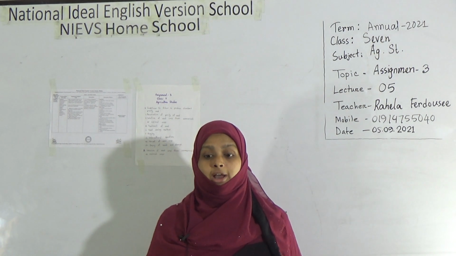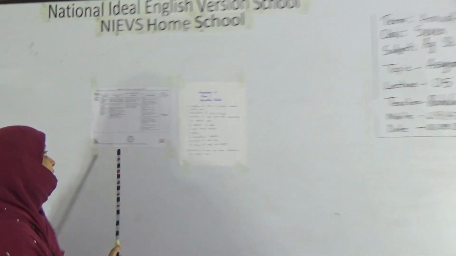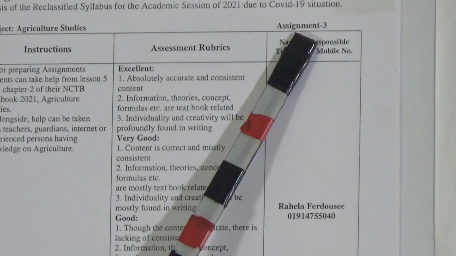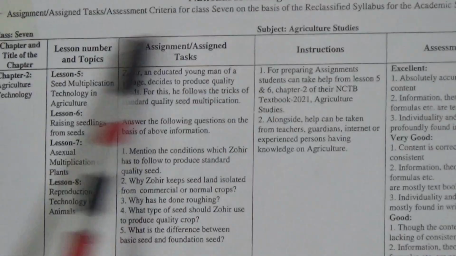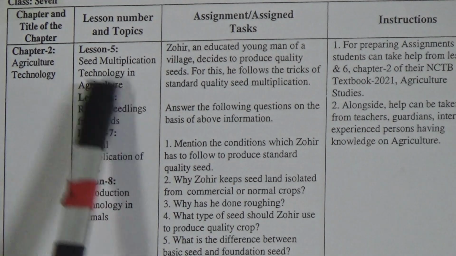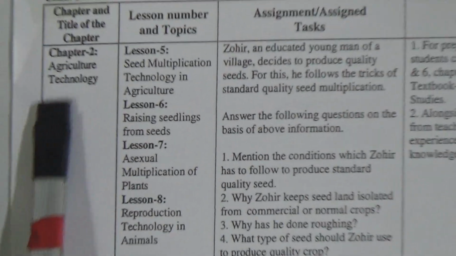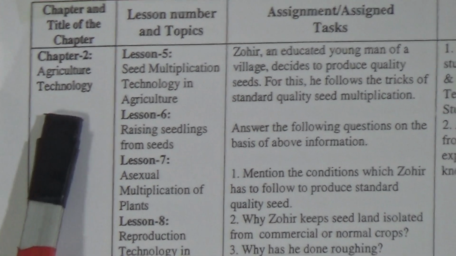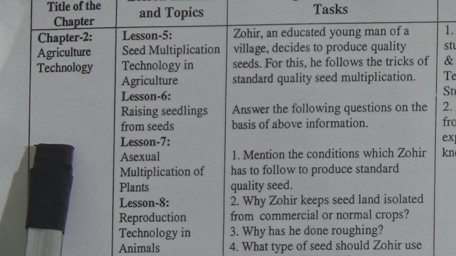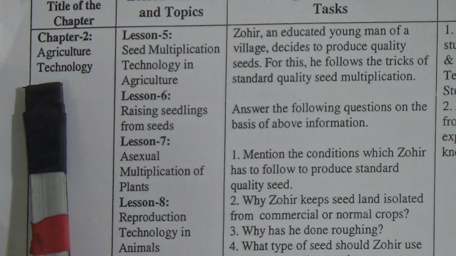Dear students, today I am going to discuss Assignment 3 with the students of class 7. Our subject today is Agriculture Studies, and this is your assignment number 3. We got this assignment from the government. First, see the chapter. The title is chapter 2, Agriculture Technology. Take your book and open chapter 2, Agriculture Technology.